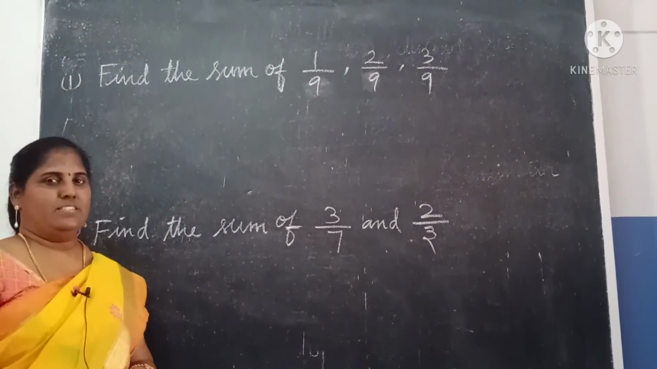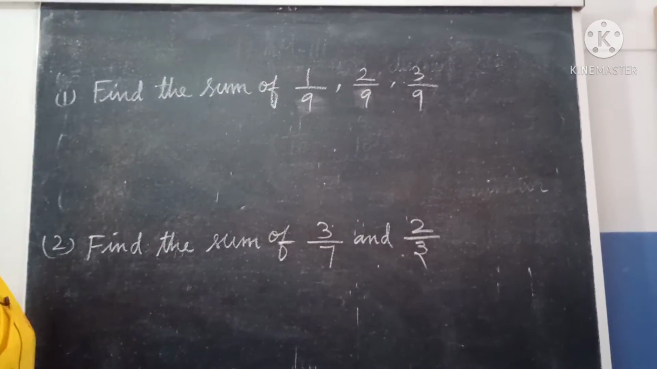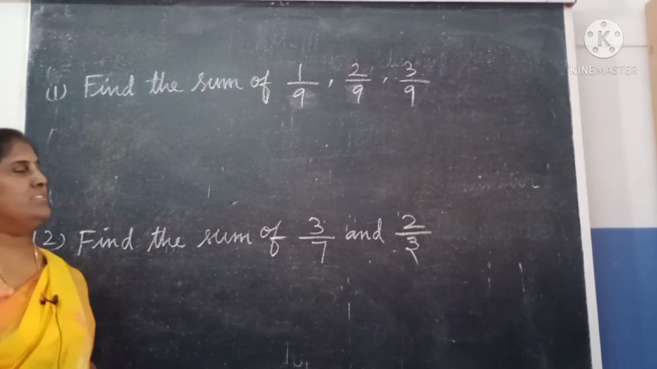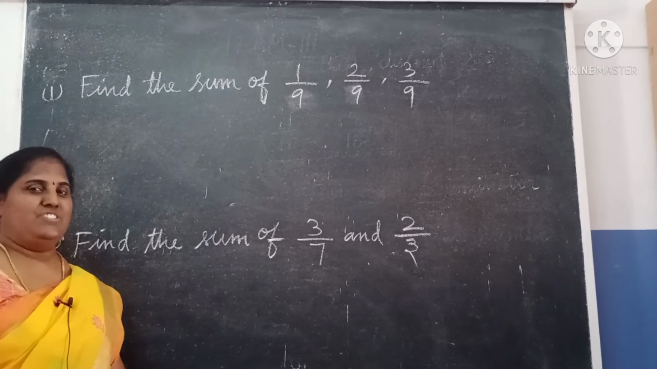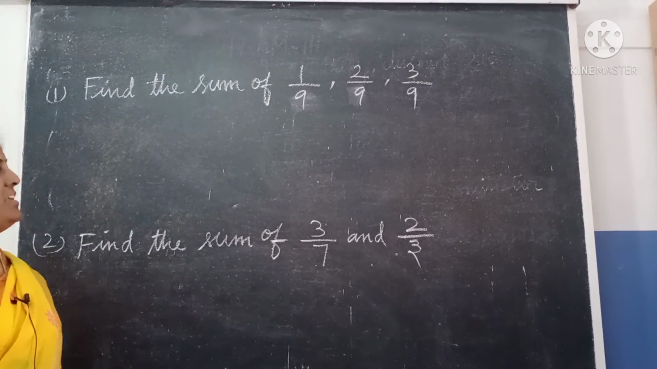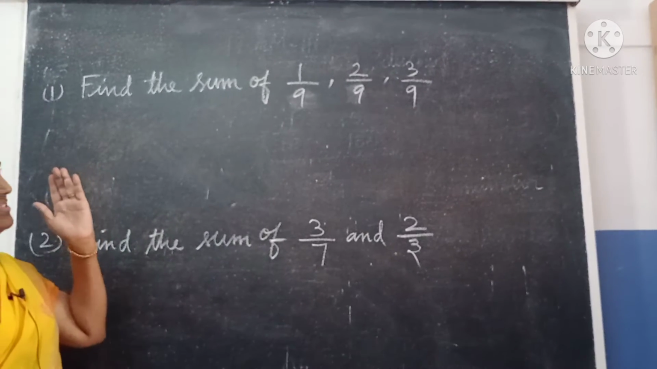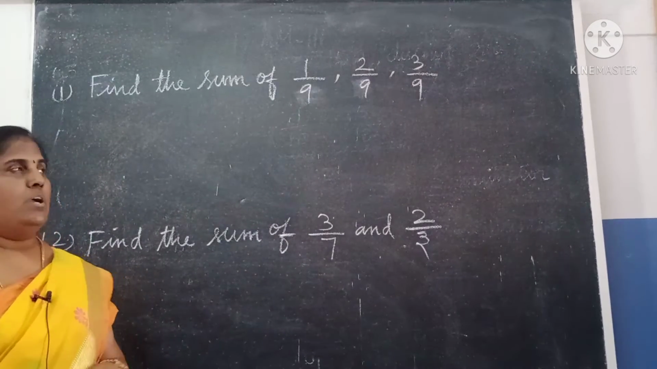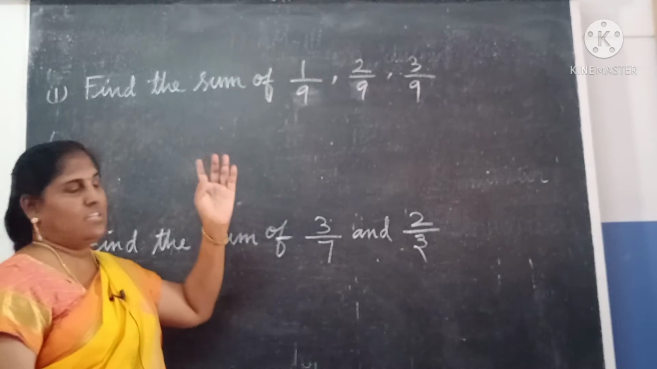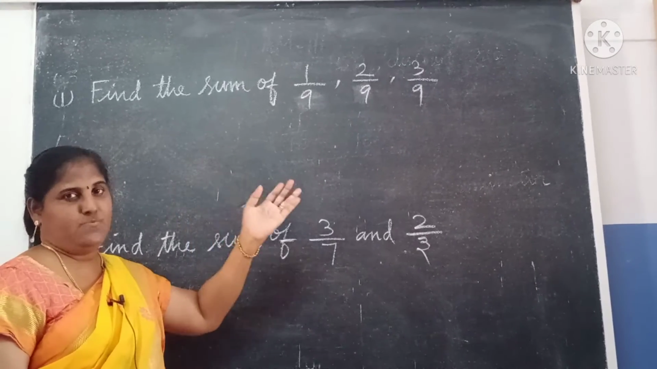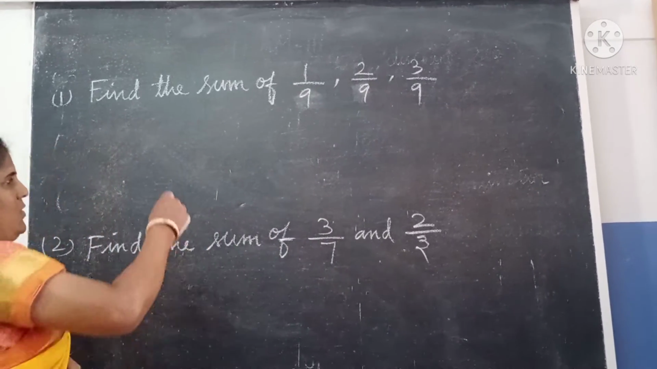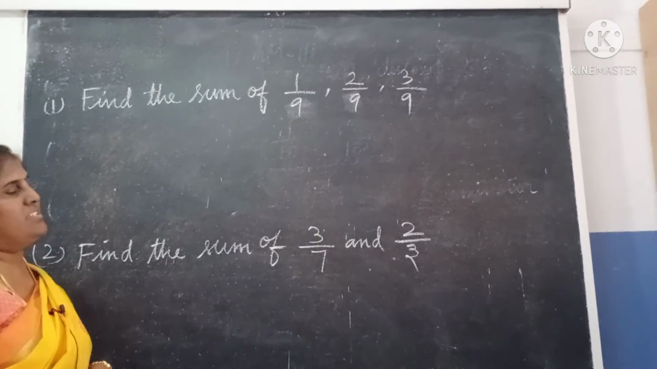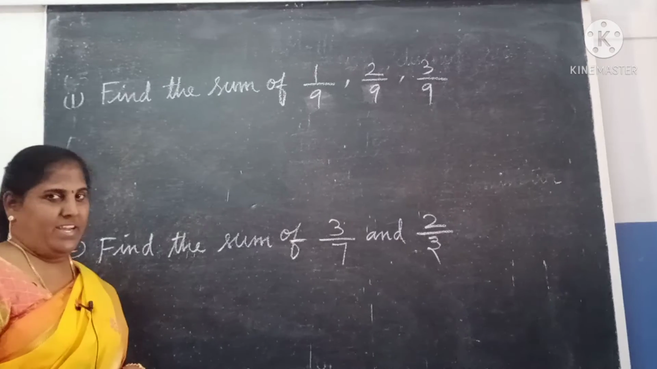Okay children, let us see some example sums. Find the sum of 1 by 9, 2 by 9 and 3 by 9. Sum means what? Addition. So that means we have to add these 3 fraction numbers. If we want to add, what was the rule? Whether the given numbers are like fractions, then we can add. So first of all, see 1 by 9, 2 by 9, 3 by 9, all the denominators are the same, 9 only. So we can add the numbers.